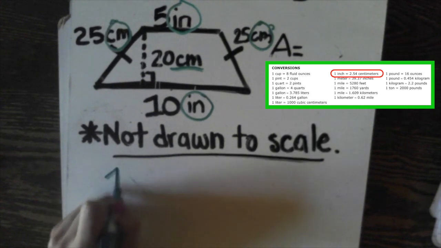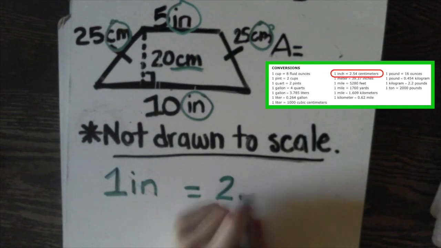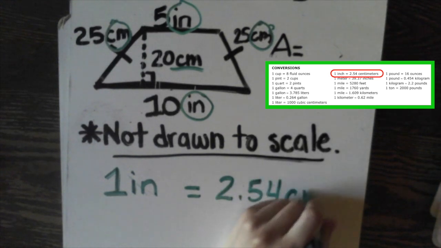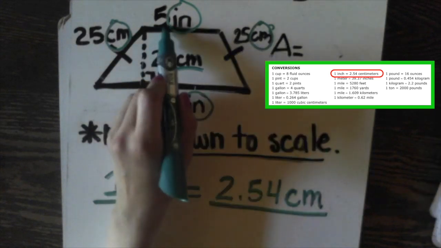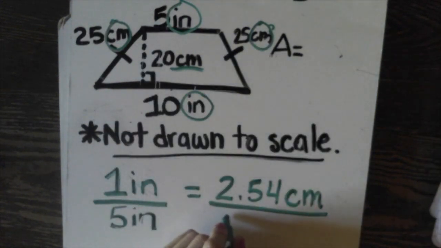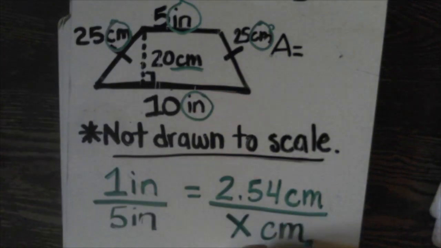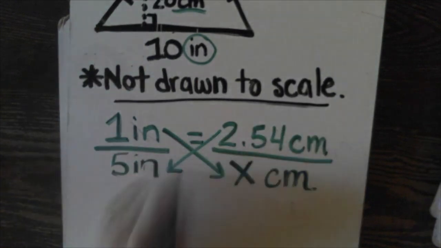We need to get all the same units, and in order to do that, we are going to look at the conversion part of our reference sheet, which says that 1 inch is equal to 2.54 centimeters. To convert 5 inches, I can create a proportion where inches are under inches and x centimeters, the unknown, is under centimeters, and I can now cross multiply.